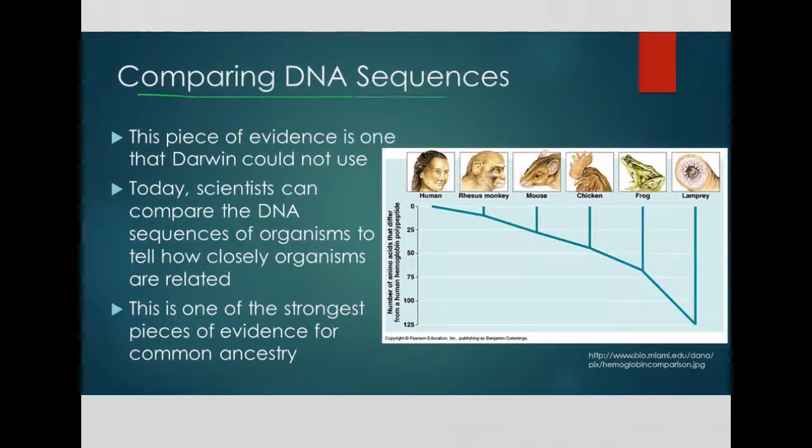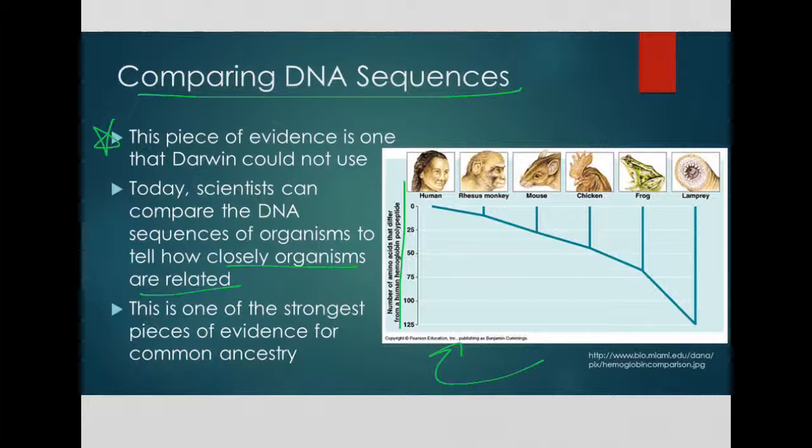And currently, we can also compare DNA sequence. This is something that Darwin could not do, of course. He didn't have the technology to compare DNA sequences. Today, we can compare DNA sequences to tell how closely organisms are related. And frequently, we will look at specific genes and how close that specific gene is among different organisms. This chart is showing the number of amino acids that differ from a human hemoglobin protein, and hemoglobin is used in blood.